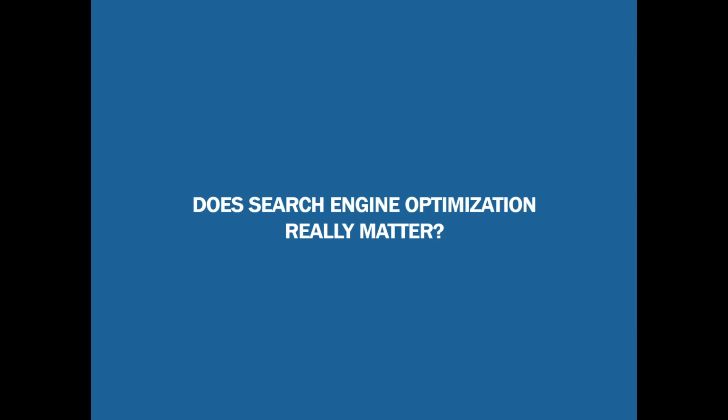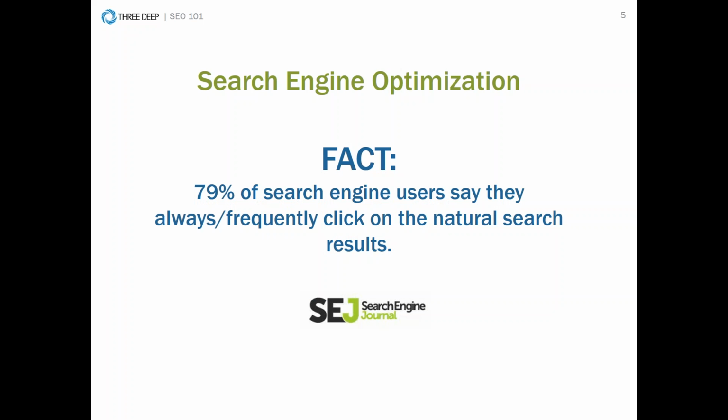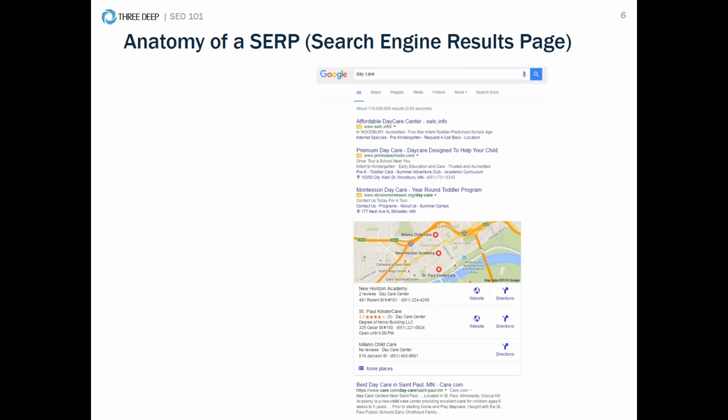All right, so let's roll right in here. Does search engine optimization really matter? Well, I can tell you from a recent study by the Search Engine Journal that 79% of search engine users say that they always or frequently click on the natural search engine results. Those would be the organic results. So I guess that begs the question, what exactly is an organic result?